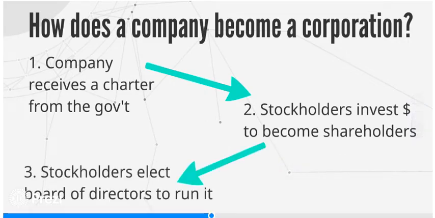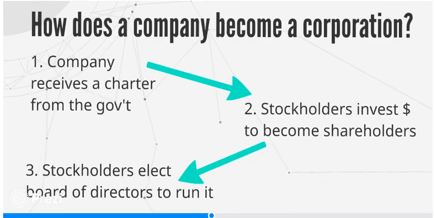And then the third thing, the stockholders, once they're a thing and once they've got money invested, they elect a board of directors to run the business. I'm not worried about whether or not Susan is late for work at Walmart if I'm a stockholder. I'm worried about whether or not Walmart overall is making money. There's a board of directors to run the business. I just profit or lose.